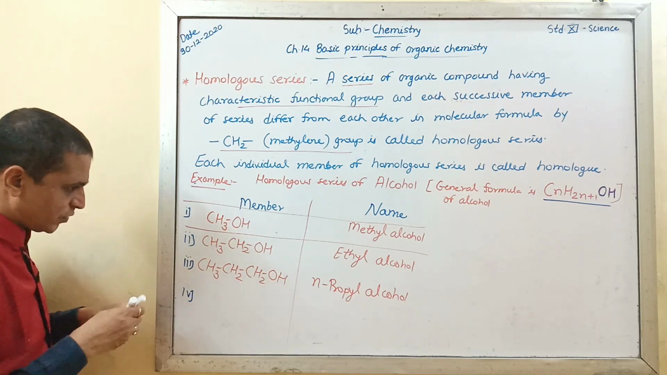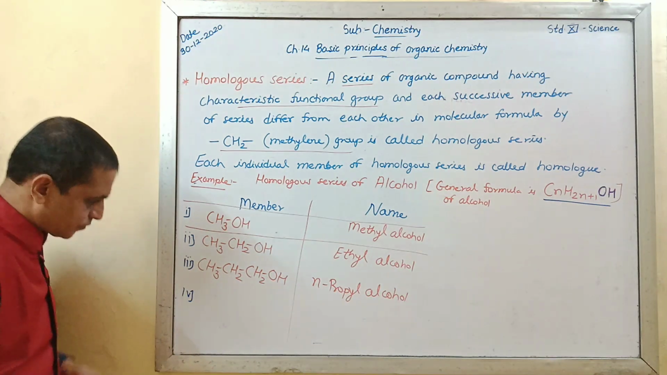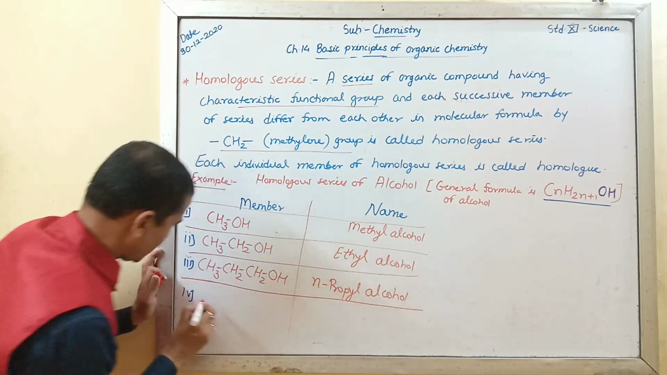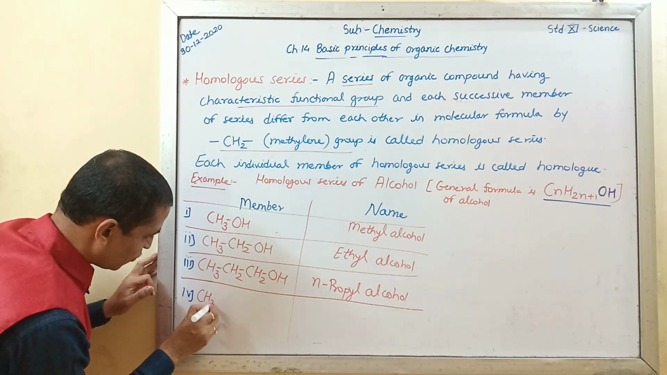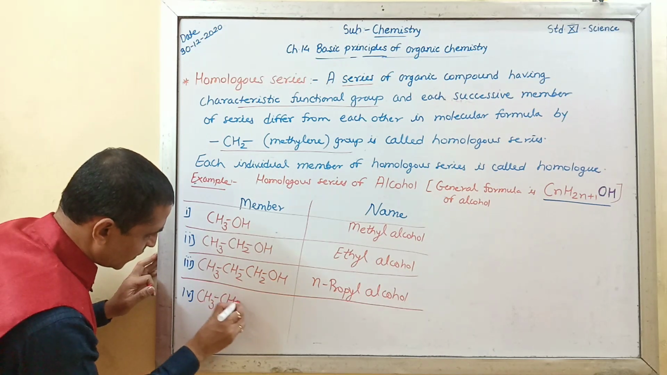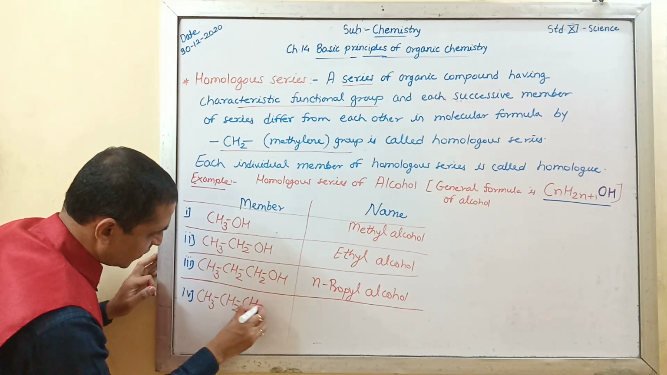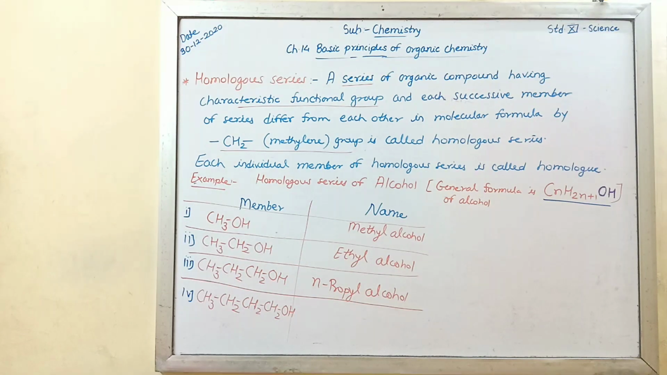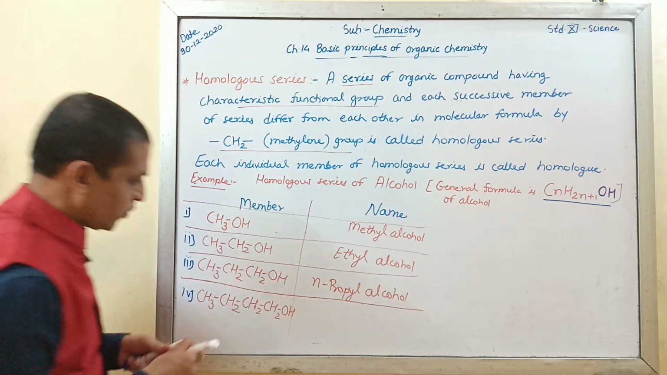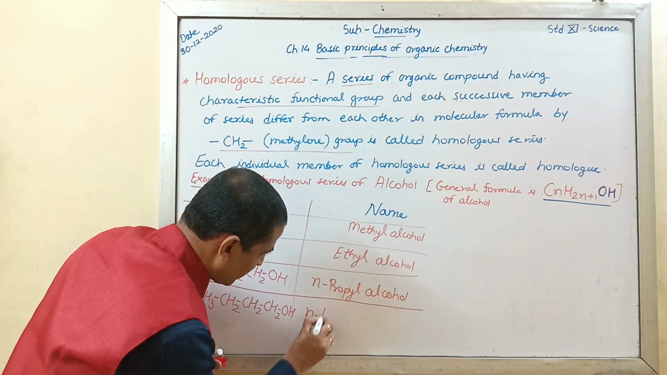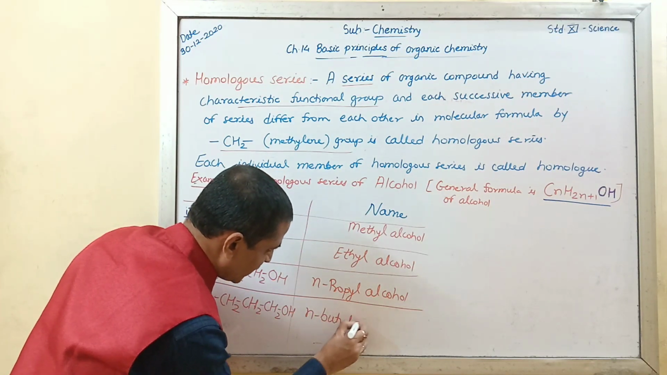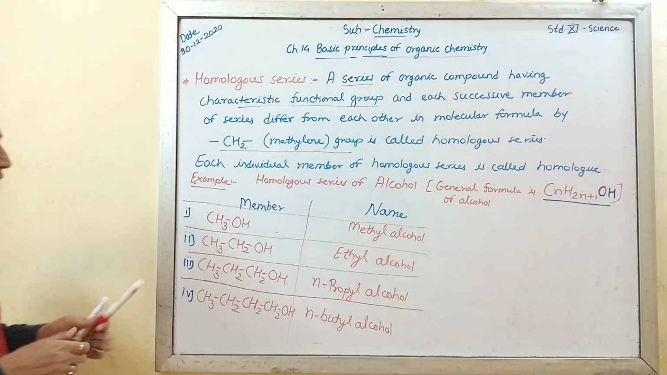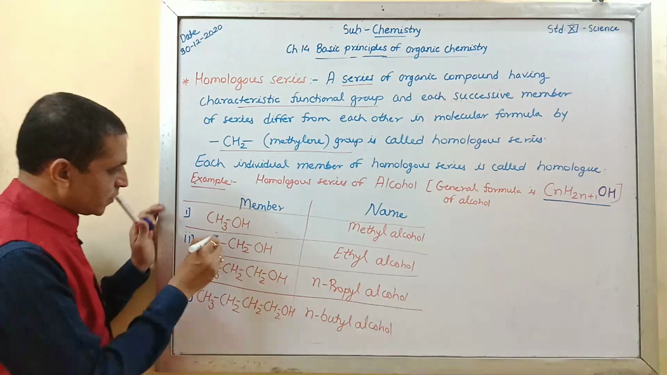Now see the fourth one. Again you must add a CH2 group: CH3, CH2, CH2, add CH2, OH. Its name is, see, 1, 2, 3, 4. Its name is what? N-butyl alcohol. N-butyl alcohol.